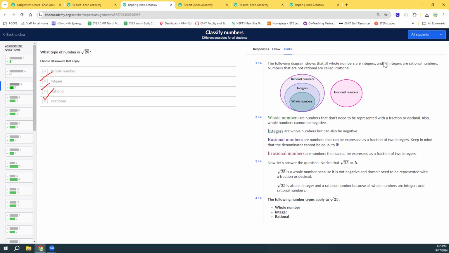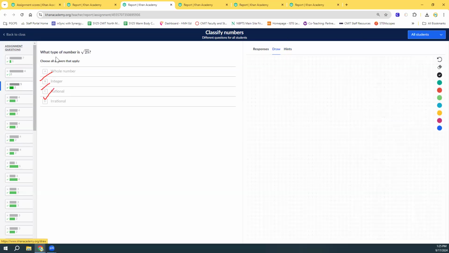Okay. All right. This is a good one to do. I'm not looking at it. So this one is a good one to do because, like I said, we want to simplify before we classify. Okay. So the square root of 25 is what? It's 5. And so we know it's not irrational because it's just 5. And actually 5 is a whole number, which means it's also an integer, which means it's also rational. It's in all three circles.